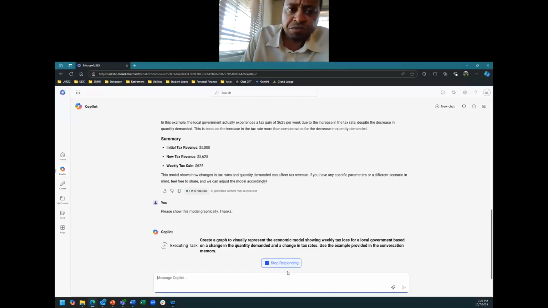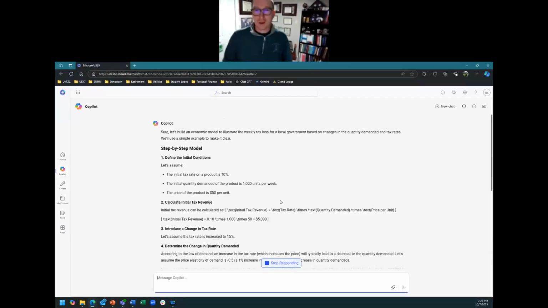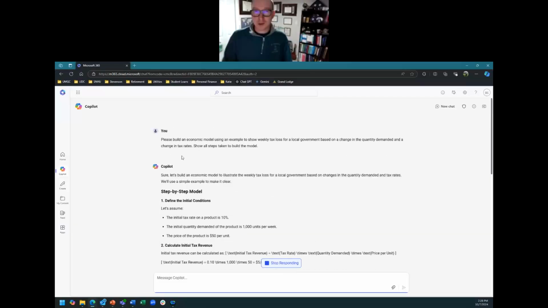This is pretty similar to the example I showed you a few weeks ago, or whenever that was. So right now, the prompt was, please build an economic model using an example to show weekly tax laws from a local government based on a change in the quantity demanded and a change in tax rates. Show all the steps taken to build the model.